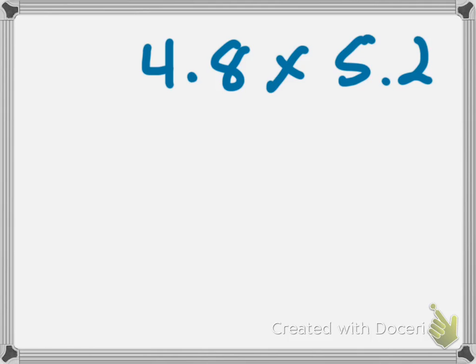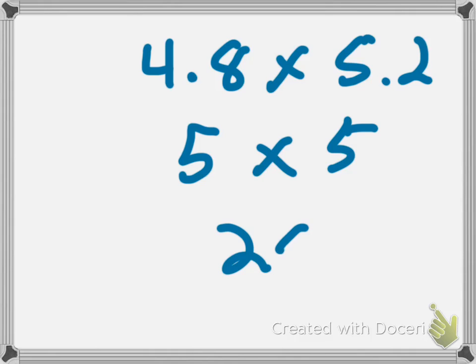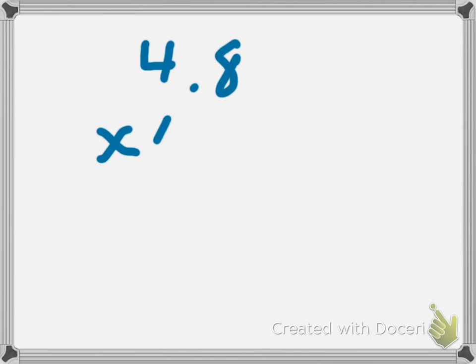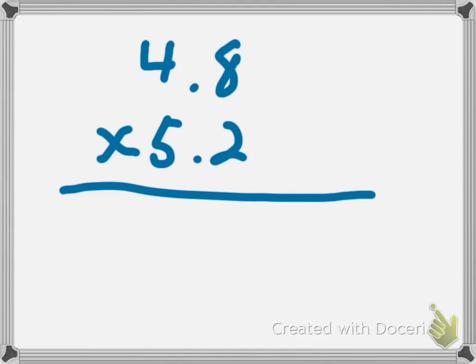So looking at our expression here, 4 8/10 multiplied by 5 2/10, I can estimate 4 8/10 to be 5, and I can estimate 5 2/10 to be 5, and I know 5 times 5 equals 25, so my product has to be close to 25. So if I rewrite my multiplication expression, 4 8/10 multiplied by 5 2/10, now I can multiply it as if the decimal points aren't even there.